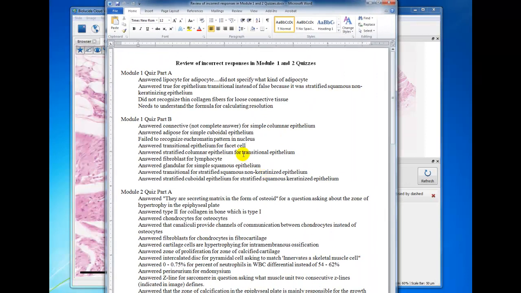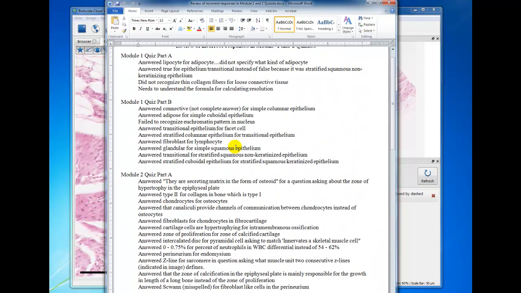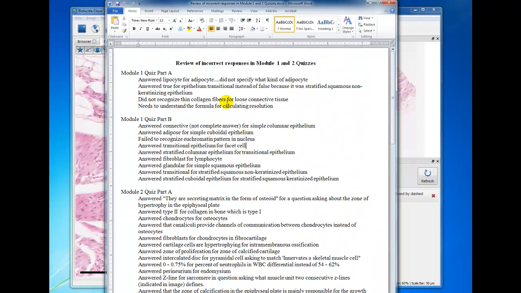Now I'm going to shift my attention and review some samples from the list of missed questions that I discovered a number of students missed in Module 1 Quiz Part A and Part B, and Module 2 Quiz Part A and Part B. And this will be posted along with this video in a bulletin. So I'm going to go through samples of a few of these.